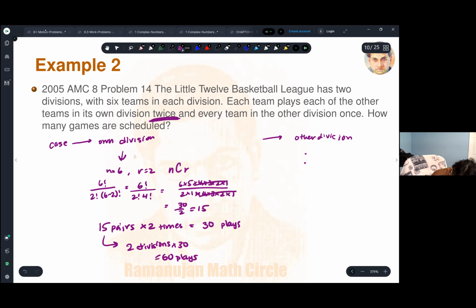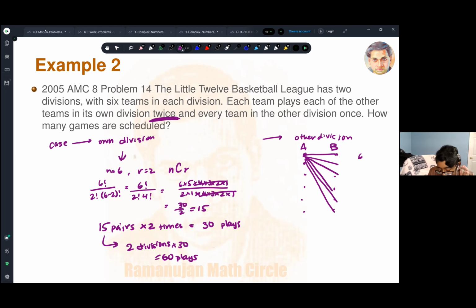So now playing with the other division. So I want to set up a sort of dot diagram. Okay. So let's say this is the first division. I'm going to call this division A and division B. So each team from division A can play the other team once. So that is a branching from here. So that's 6 right there.